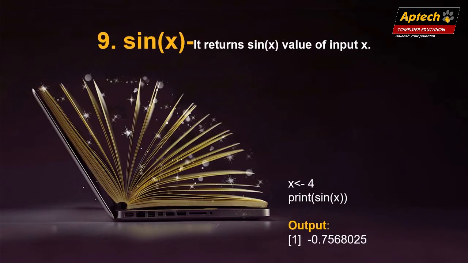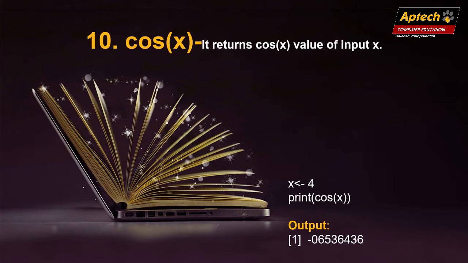The next function is sin function. It returns the sin x value of input x. If you see, I've used here sin(4). So the output is -0.7568025. Then similarly, the next function is cos x. It returns cos x value of input x. So I'm passing here 4 to the vector x, and the output is -0.6536436.